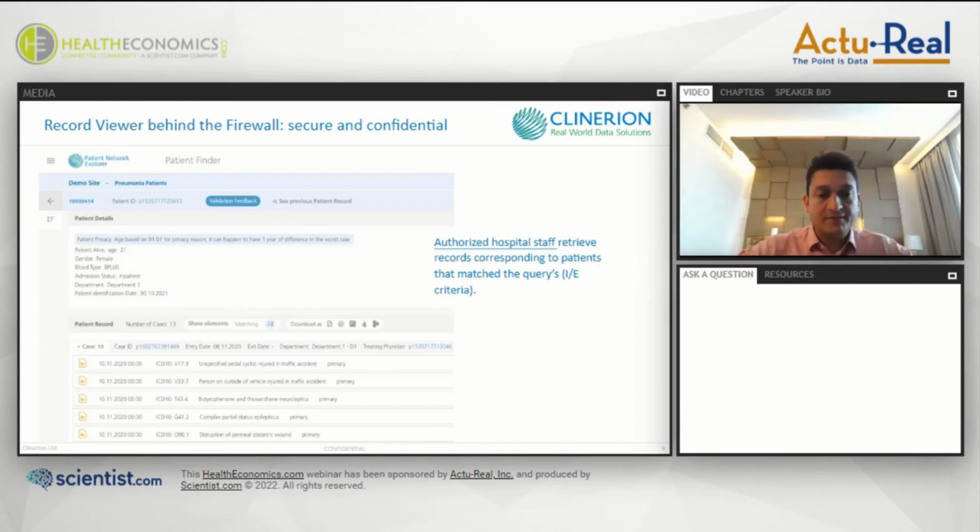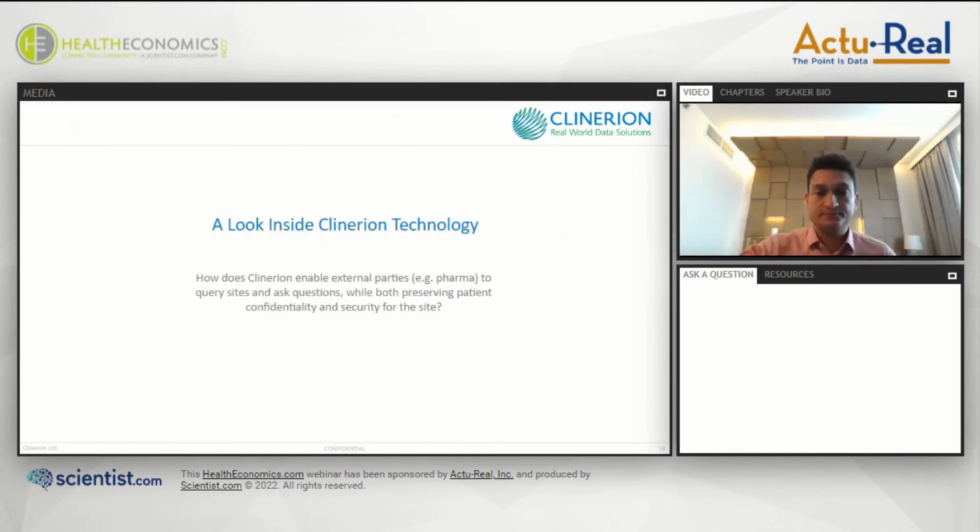I want to show a little bit how technologically speaking all this works, because what you see is that we are able to create protocols, but how do we make decisions when we send that protocol to all the hospitals that belong to this network?